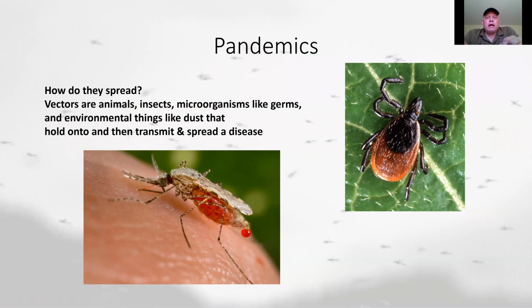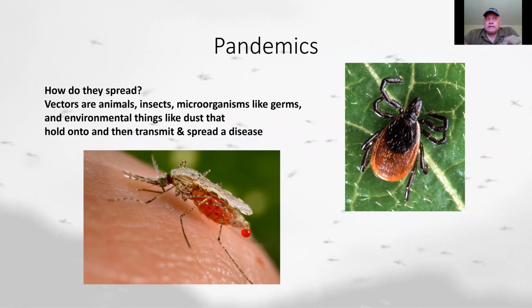All right, so how do diseases spread? Scientists call the thing that spreads a disease a vector. Now, what a vector is in math is just an arrow. It's showing something going from one point to another. And that's exactly what a vector in a disease is. It's how the disease gets from one thing to another.